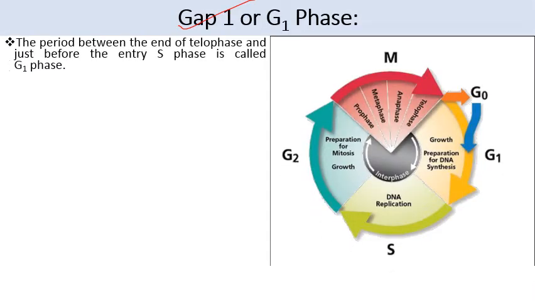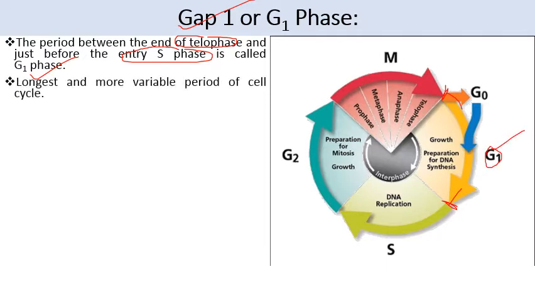Firstly, gap 1 phase or G1 phase. It is the period between the end of telophase and just before the entry of S phase is known as G1 phase. So the period after the end of telophase and before the start of the S phase is known as G1 phase or gap 1 phase. It is the longest and most variable period of the cell cycle.